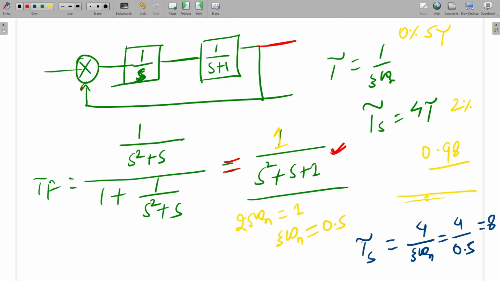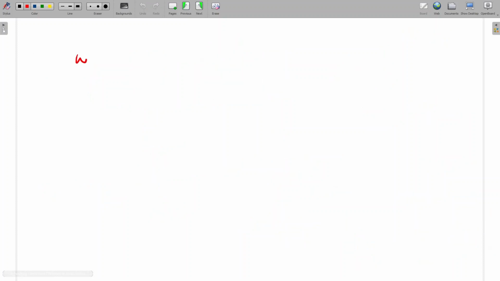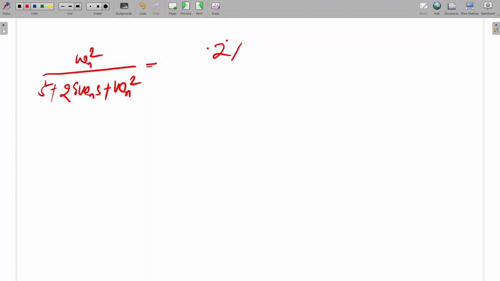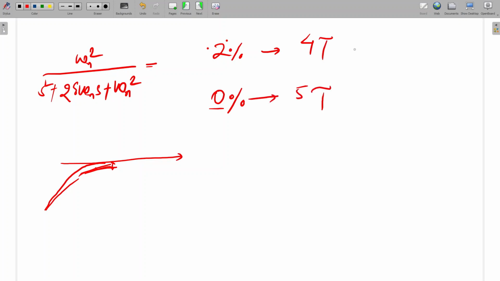See, this is a standard formula for settling time for a second order transfer function. The closed loop transfer function will be omega n square divided by s square plus 2 zeta omega n s plus omega n square. For 2% and 0% I'm writing the formula here. 0% means it will reach the final value, this point. 2% means it will reach 98%, so this 2% gap will be there. So for 2% the settling time formula will be 4 tau, and for 0% it will be 5 tau. What is tau in a second order system? It is 1 by zeta omega n, so 4 upon zeta omega n, and this will be 5 by zeta omega n.